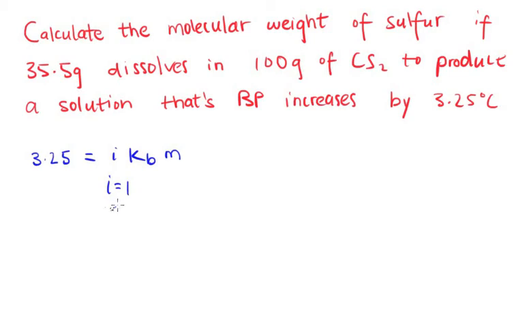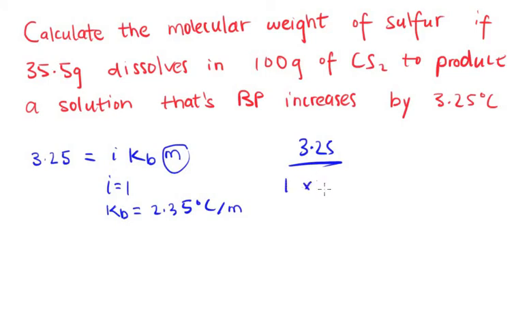So Kb in this case is 2.35 degrees Celsius per molal. Okay, so let's find this. We do 3.25 divided by 1 times 2.35, and we get 1.38 molal.